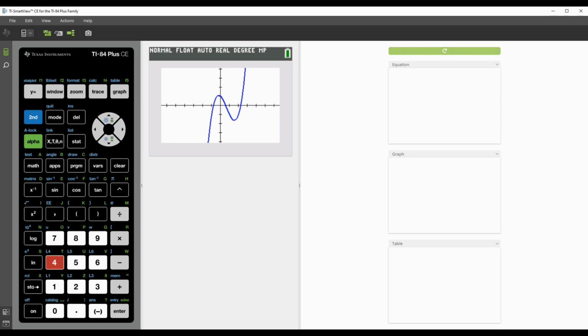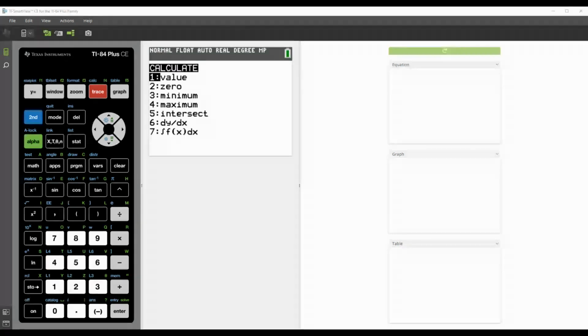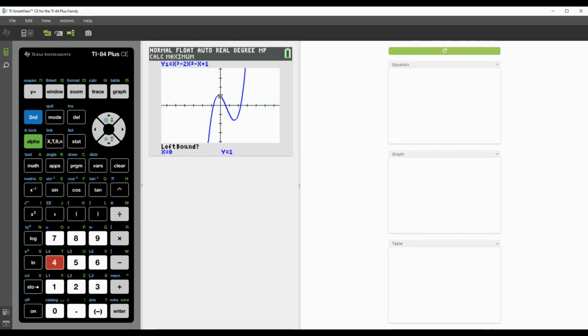So I'm going to use second trace, which is, I really want second calc. And then I go down and I say I want the maximum. So I go to number 4, or you can scroll down. Either way, it's going to ask you for the left bound. It's pretty much saying between what 2 numbers. There's 2 ways to get it. You can either scroll over until you're clearly to the left, and then hit enter. Or you can just hit a number.